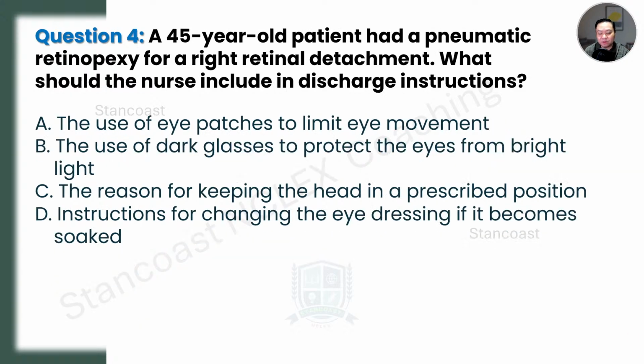Let's have number 4. A 45-year-old patient had a pneumatic retinopexy for a right retinal detachment. What should the nurse include in discharge instructions? A, the use of eye patches to limit eye movement. B, the use of dark glasses to protect the eyes from bright light. C, the reason for keeping the head in a prescribed position. And letter D, instructions for changing the eye dressing if it becomes soaked.